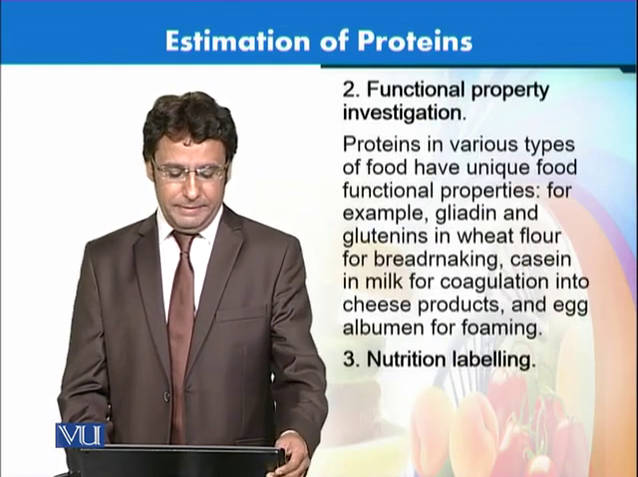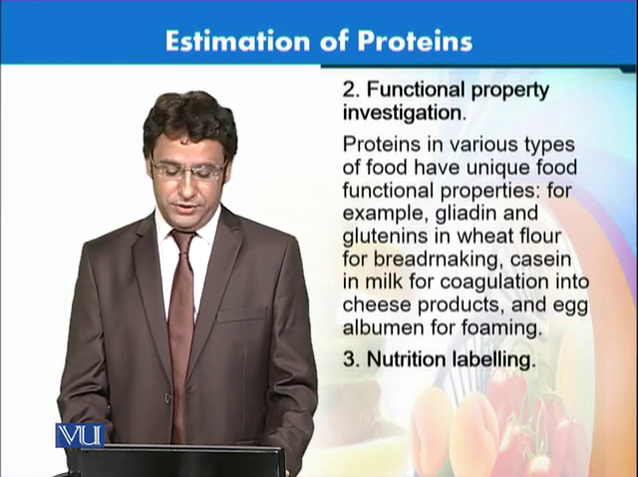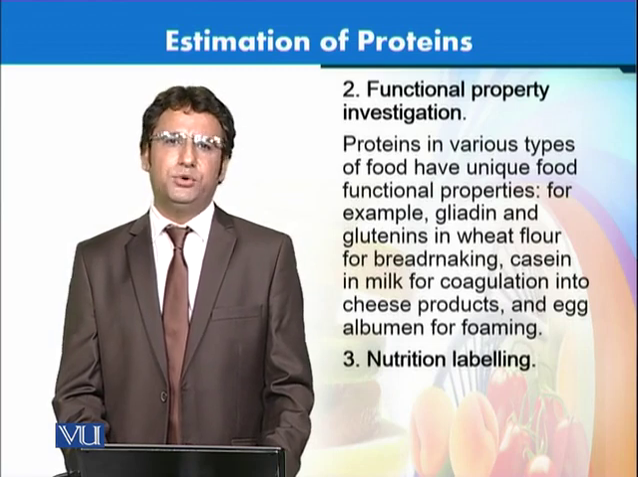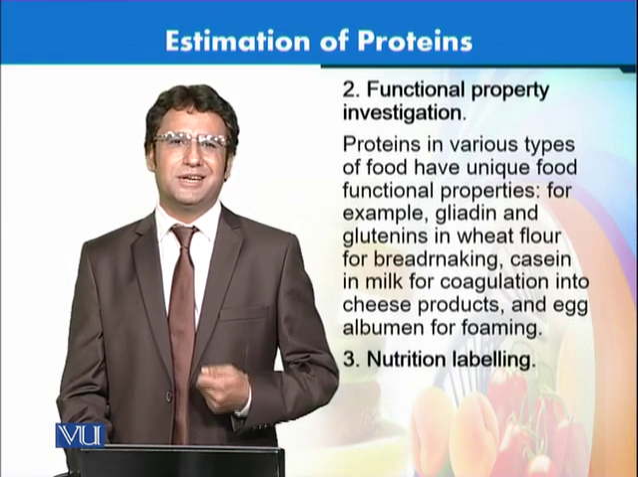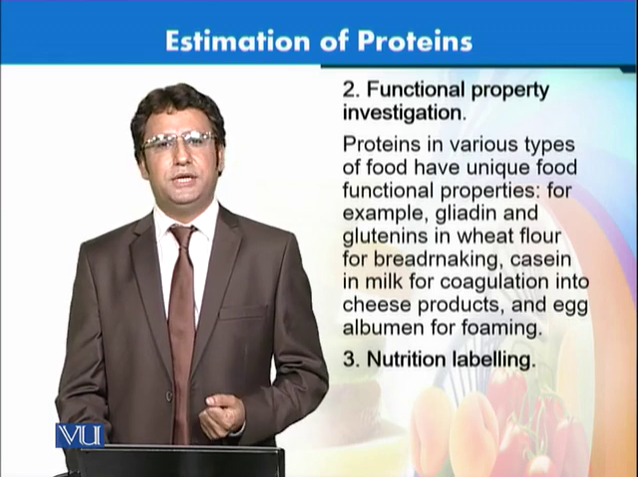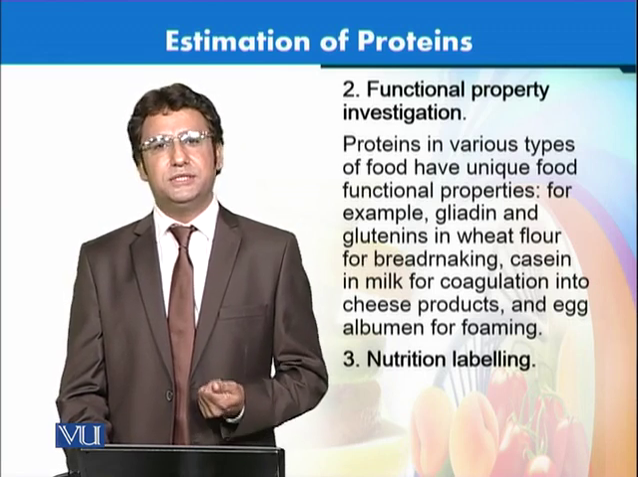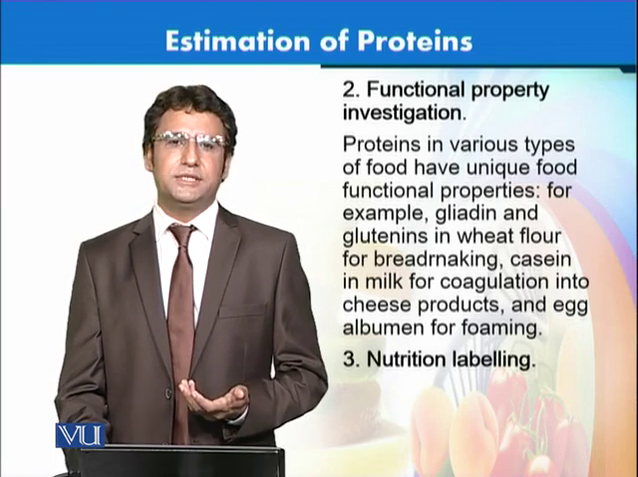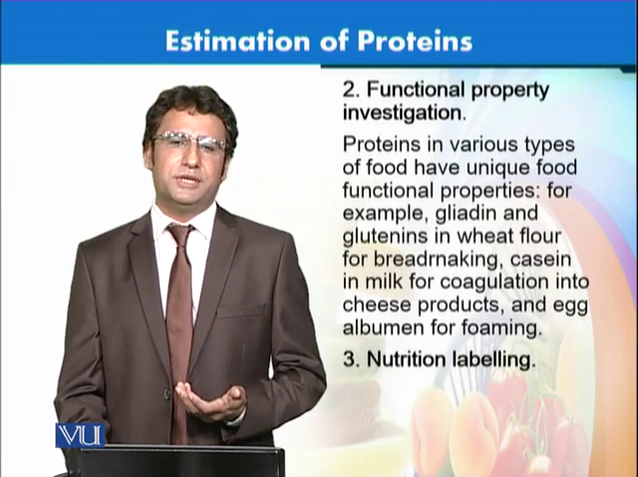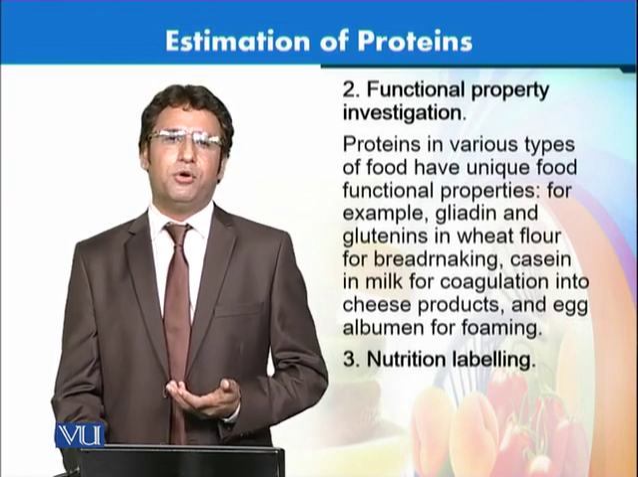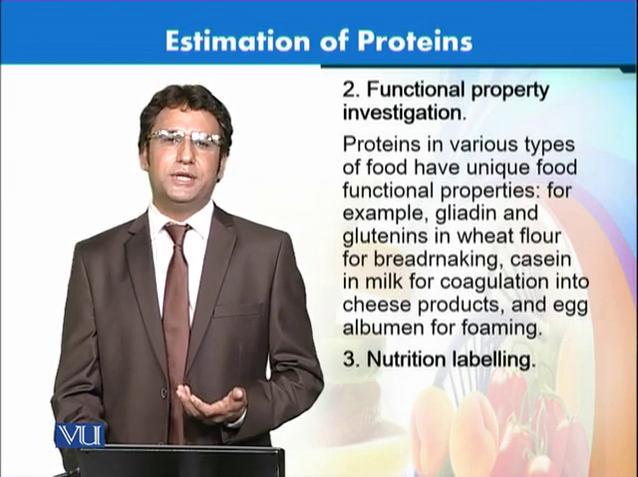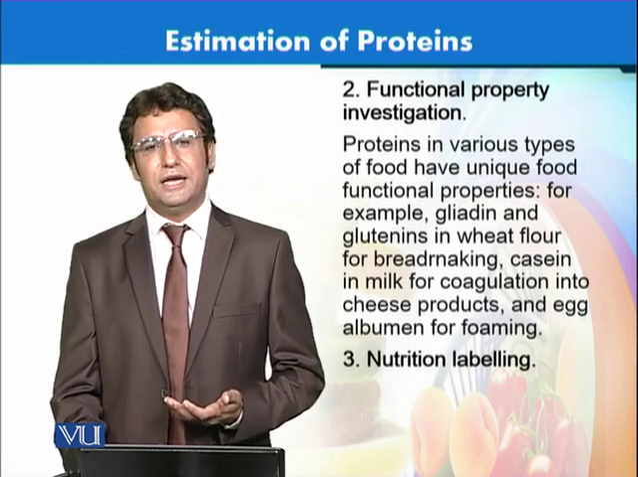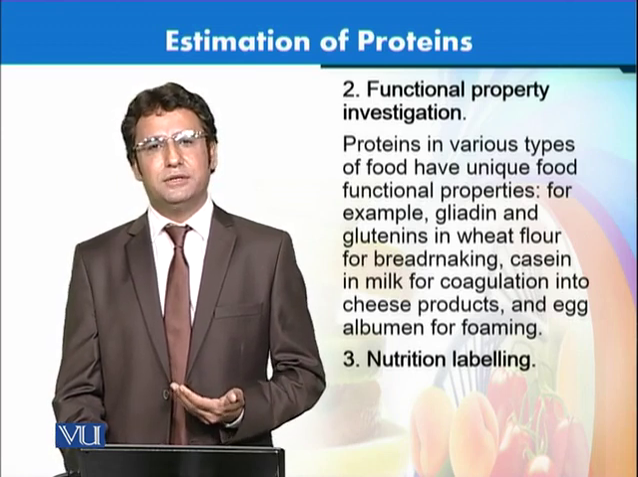Then we also need to know the functional properties of food. Most of the proteins impart functional properties or characteristics to certain foods. For example, gluten content in wheat has gliadin and glutenin, which have very important implications in the formation of bread or all the bakery products. So in order to know the functional property for bread, we need to know how much gluten content is there, and within gluten how much glutenin and gliadin are there.